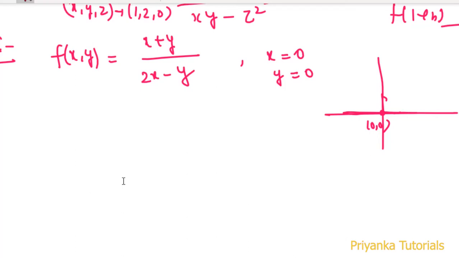Then I will go for this path. I can go for this path. I can go for this path. This. Infinite paths I have around this point. Okay. So according to the rule, they have said this.